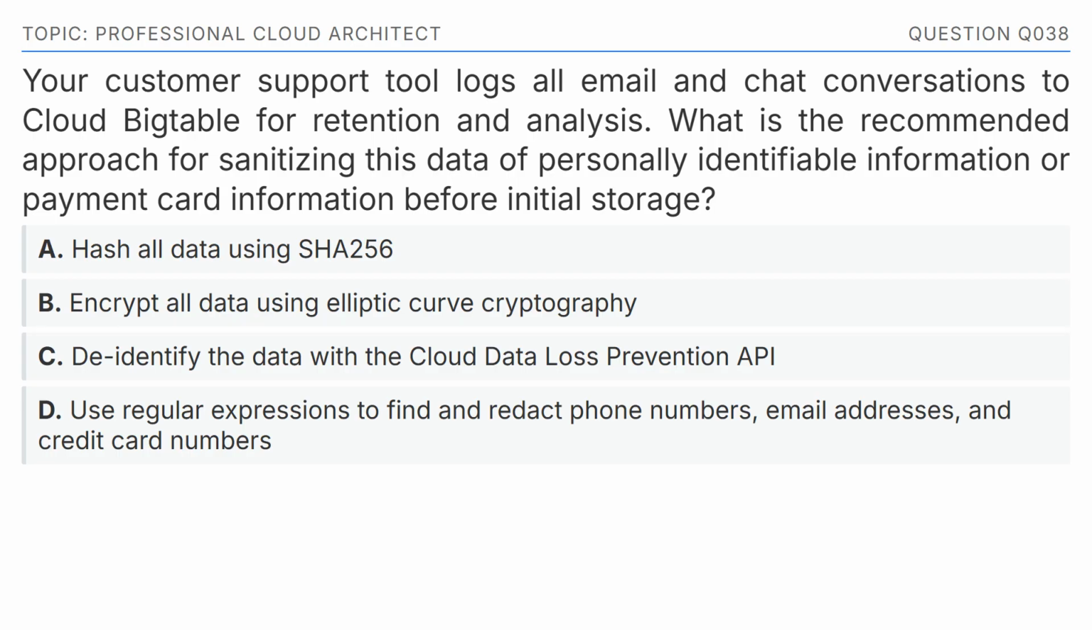The options are: Option A, hash all data using SHA-256. Option B, encrypt all data using elliptic curve cryptography. Option C, de-identify the data with the Cloud Data Loss Prevention API. Option D, use regular expressions to find and redact phone numbers, email addresses, and credit card numbers.